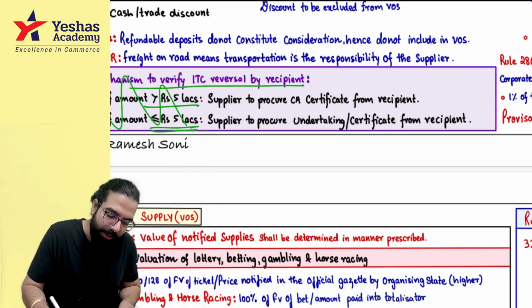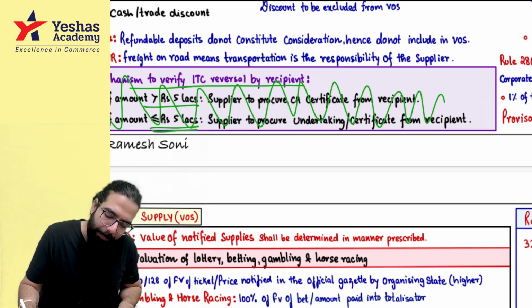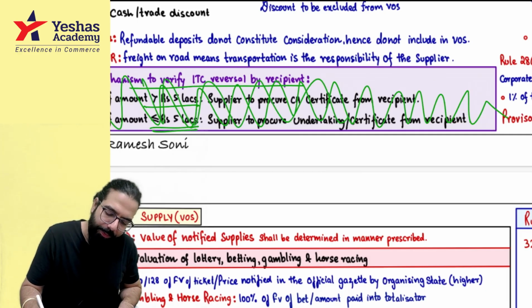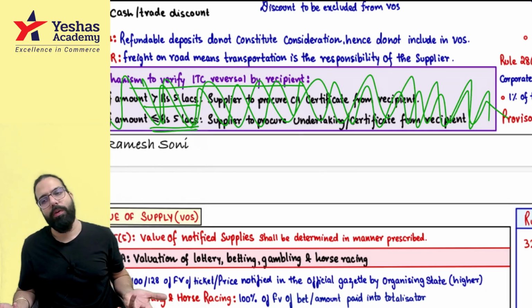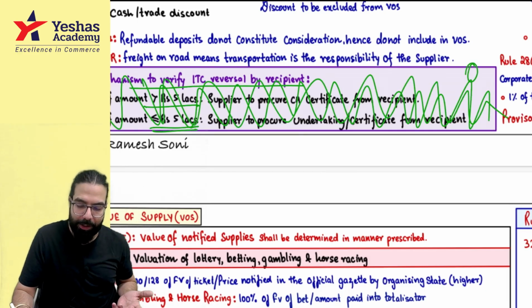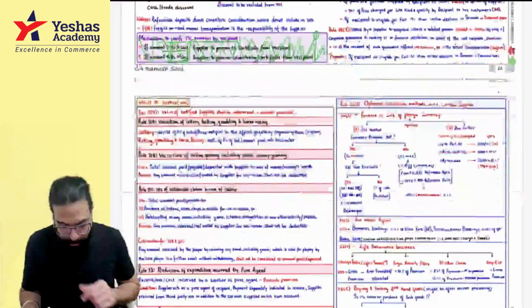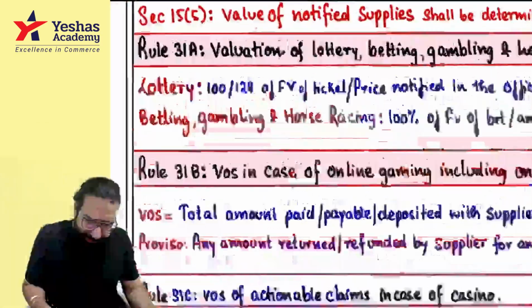This circular has now been deleted. No more applicable. The government has gone ahead and deleted this circular. That's all. Okay, first amendment done. Please cut off this circular. Okay, next one. What is the next amendment?